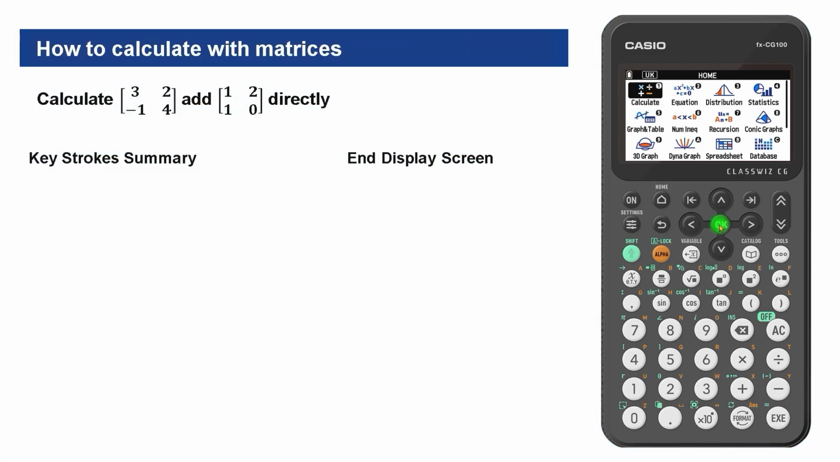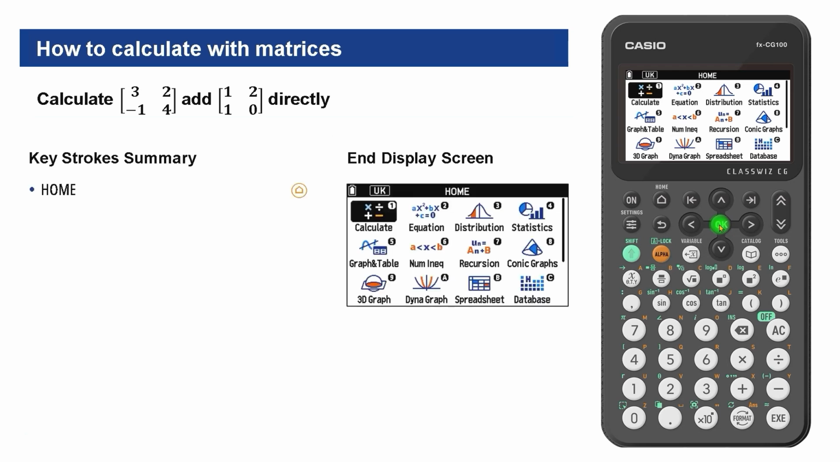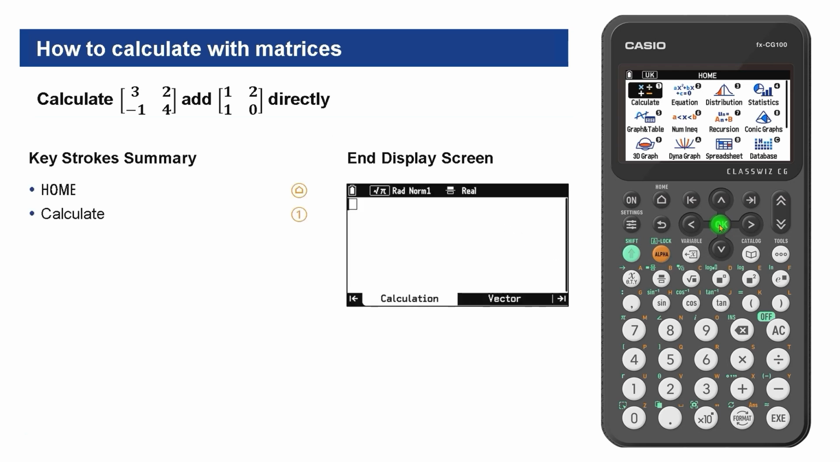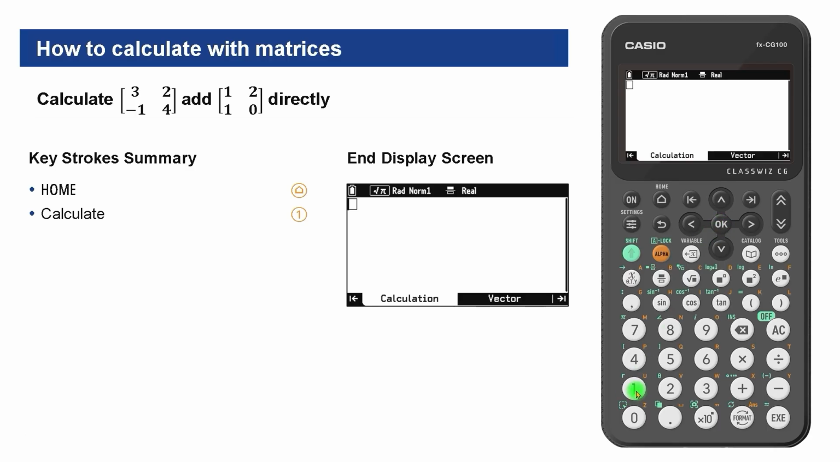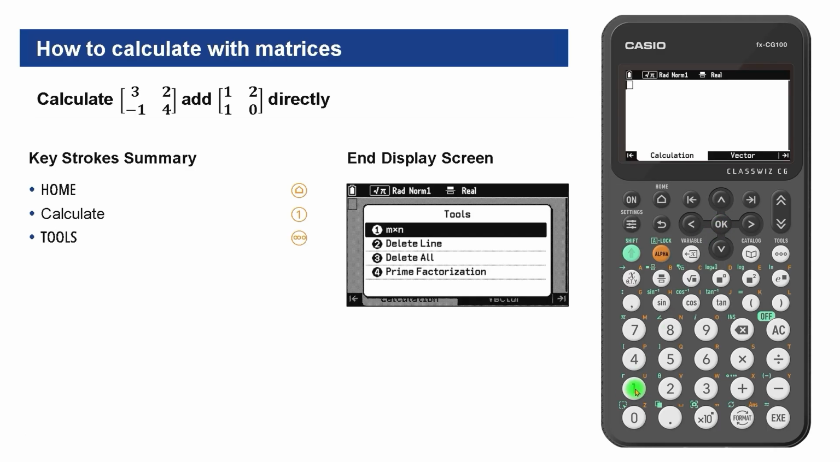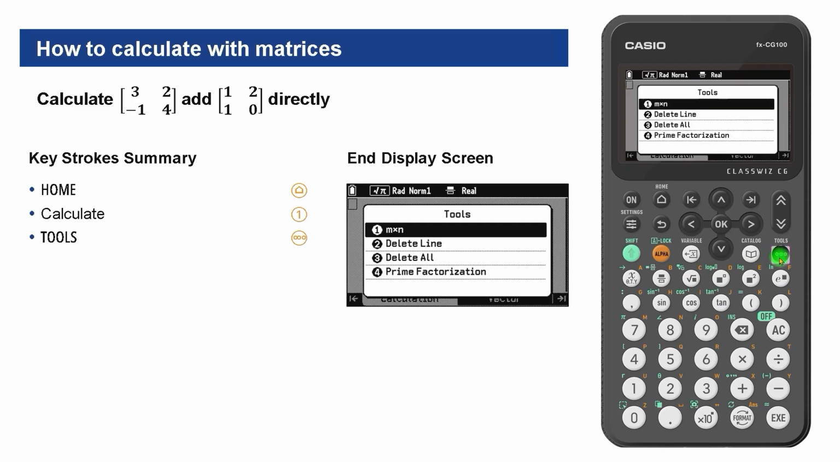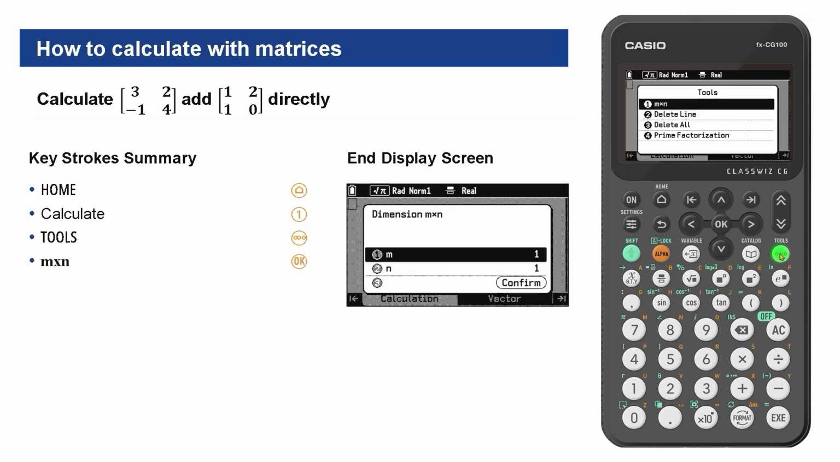To start, we will look at adding these two matrices directly. Press Home and select Calculate by scrolling or using the shortcut. To create a matrix template, press Tools and select M by N. This opens the dimension pop-up.